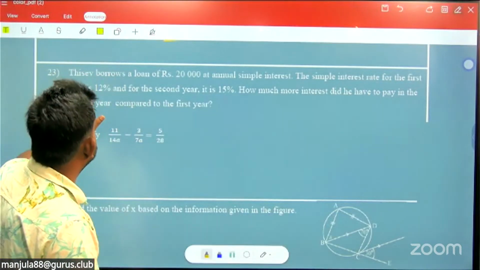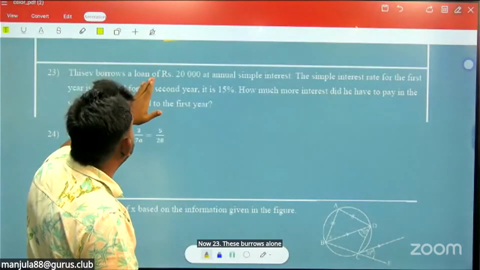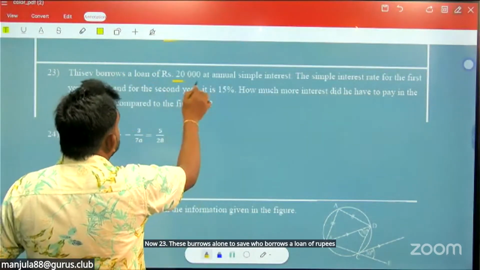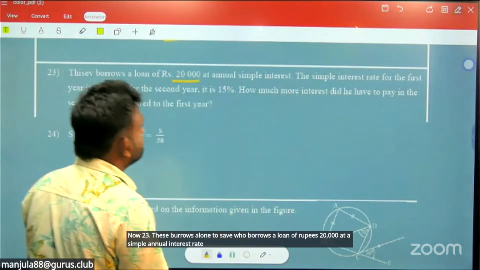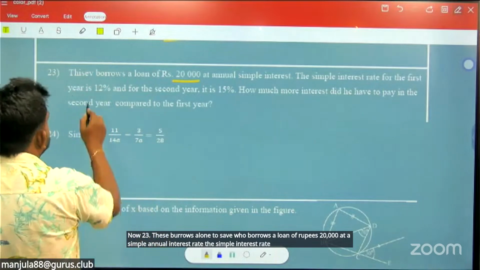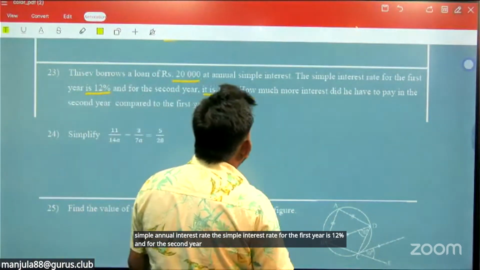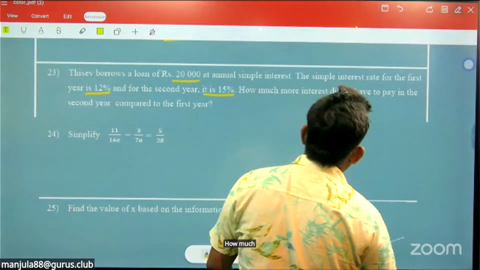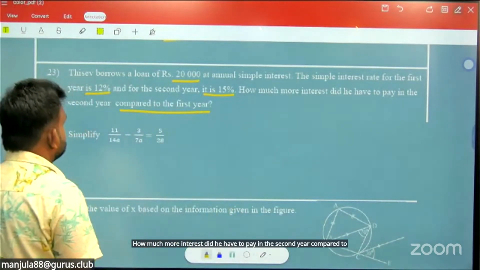Now 23. Savi borrows a loan of rupees 20,000 at a simple annual interest rate. The simple interest rate for the first year is 12% and for the second year it is 15%. How much more interest did he have to pay in the second year compared to the first year, right?